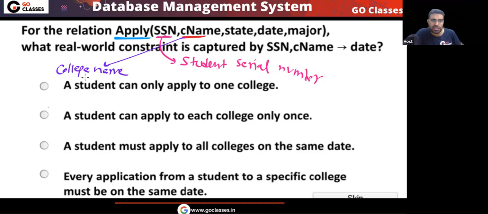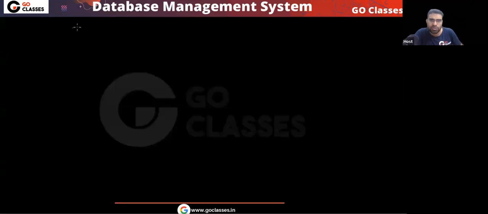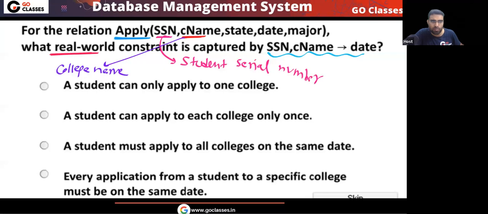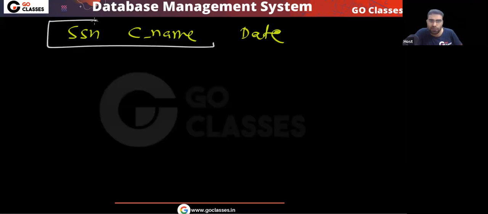Okay. Now the question is saying which real world situation is captured by this functional dependency? This functional dependency is given to you. Now tell me, which real world situation is captured by it? Tell me what this functional dependency says. When you say that SSN and college name, this combination determines date. Okay, it means if this combination is same, then date will be same. What does that mean?